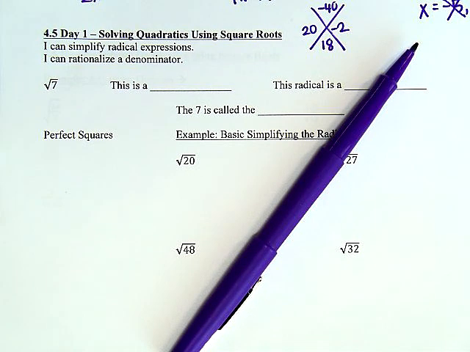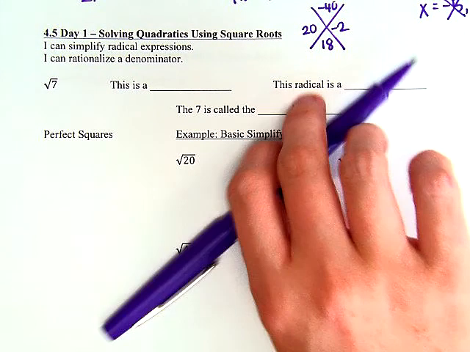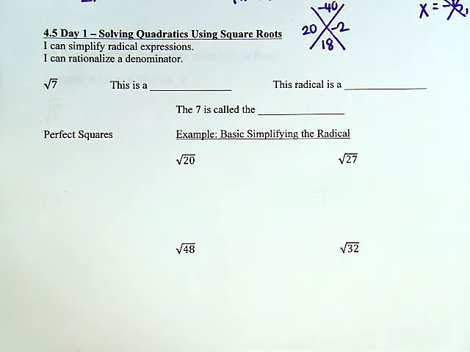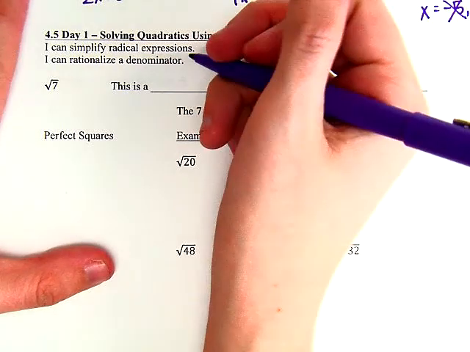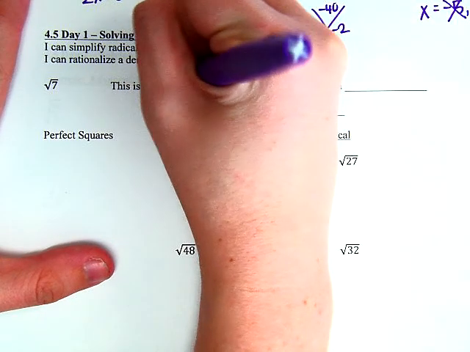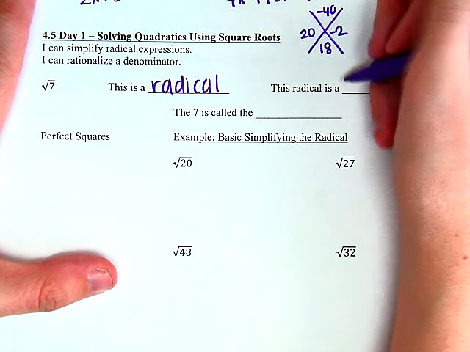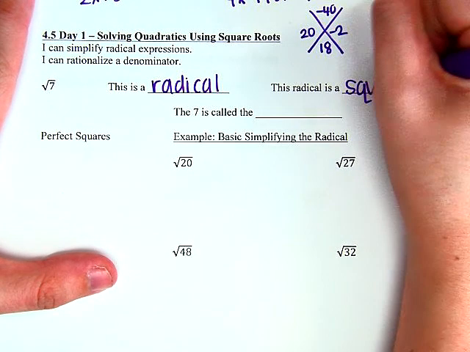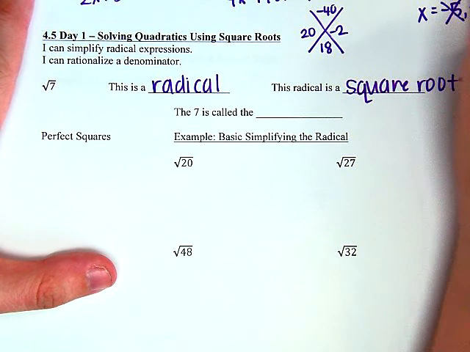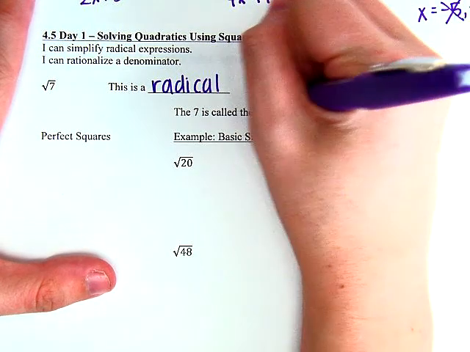4.5 day 1, solving quadratics using square roots. So, if you remember when we talk about the square root of 7, this is called a radical. This radical is a square root. And the 7 inside, that's called the radicand.